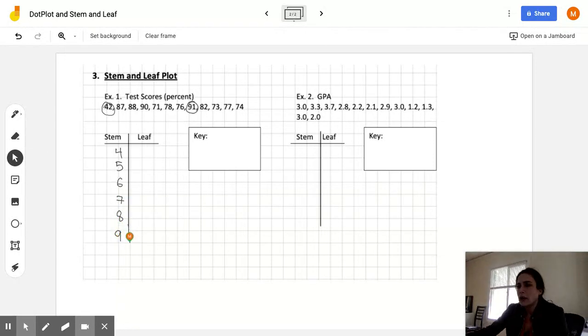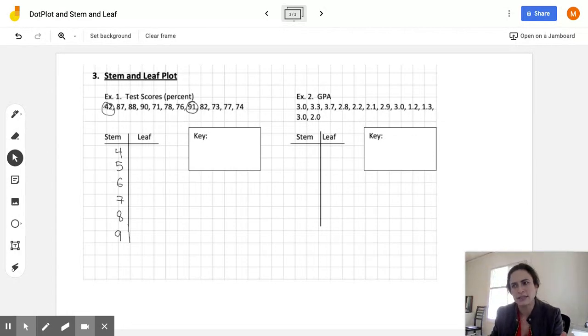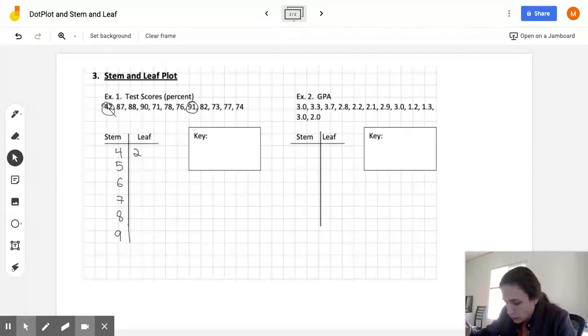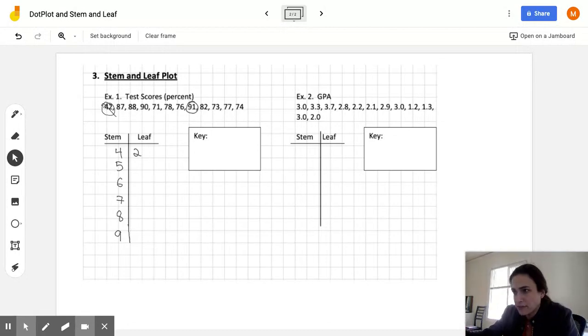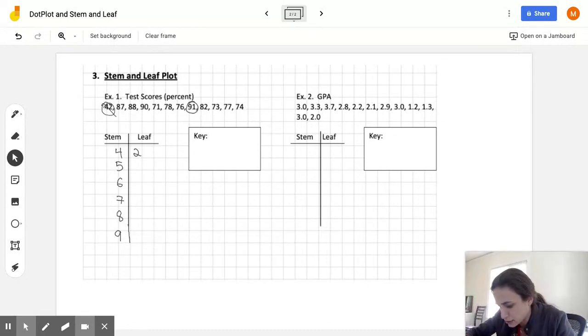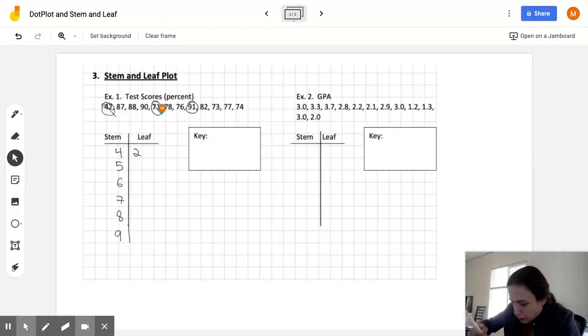Okay. So now what you're going to do is go ahead and put on your leaves. The only thing you have to make sure is that they're in order. So you always want to put them in order from lowest to highest. Our lowest number is 42, so I'm going to put 2 for my leaf. Then what's the next number? You can put them in order before you do it if it makes it easier for you. I'm kind of trying to do it in my head. So the next one would be 71. If I forget one, I can erase it. That's why I recommend you use pencil for these.